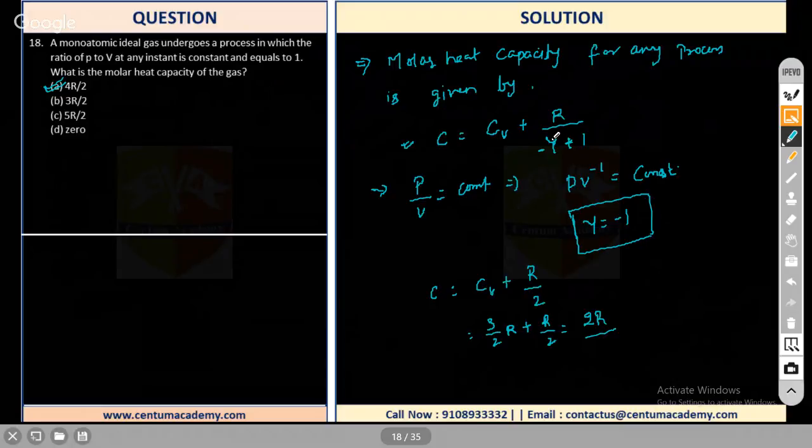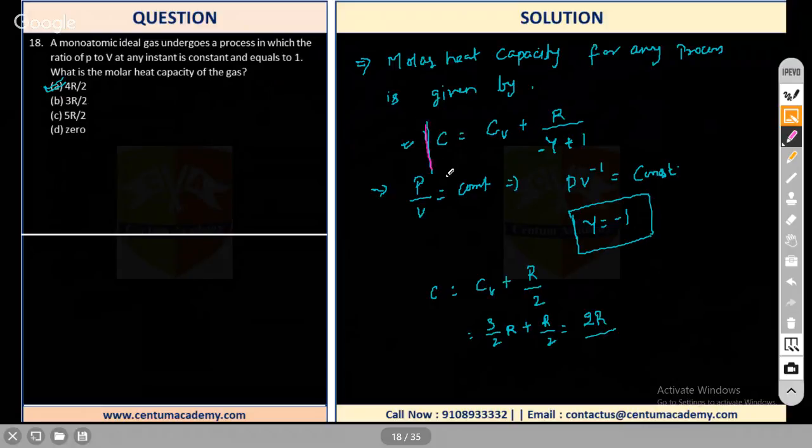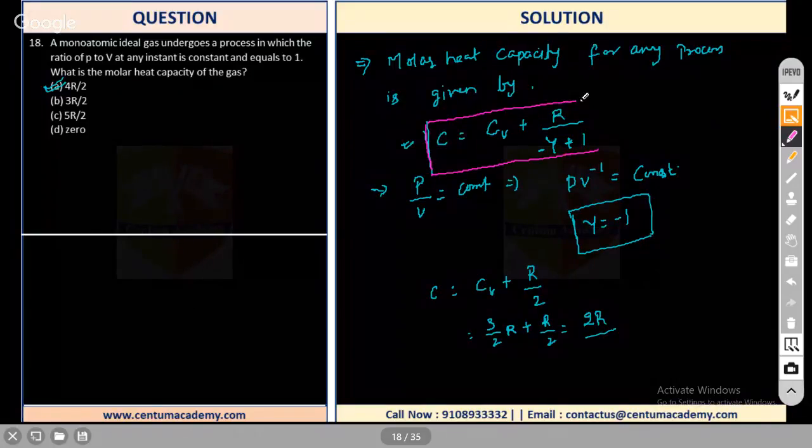See, actually, in this question, first of all, this is the formula we have. I think I have done this question once in the class, I guess. The molar heat capacity for any process is this. We have CV over here, not CP. Now here you see this question, a monatomic ideal gas undergoes a process in which P by V is equals to constant. This is the information we have, and that is it.